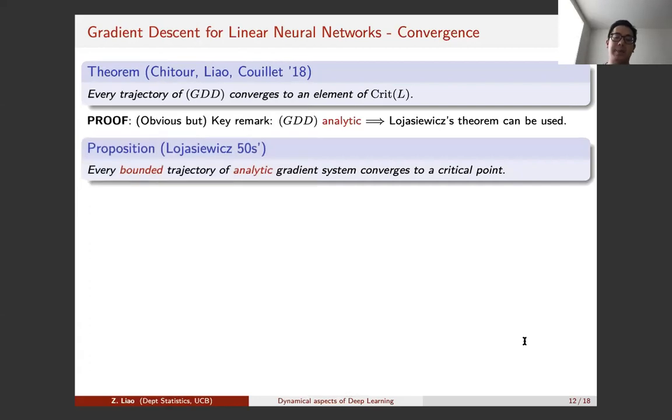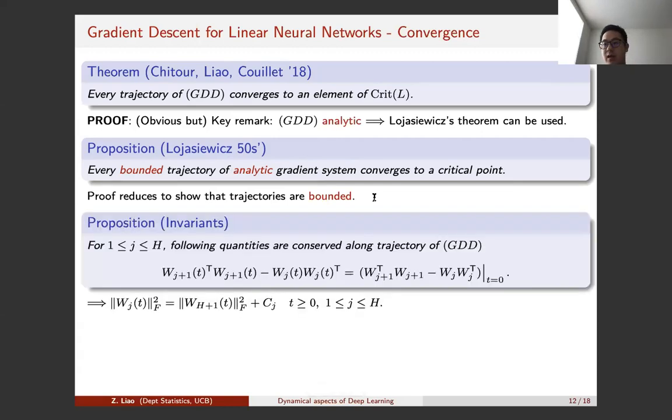So the proof follows the key remark that the loss function is an analytic problem. So it's in fact a polynomial. So this dynamic is an analytic problem. So we can use the Łojasiewicz theorem, recalled as follows, which basically says that every bounded trajectory of an analytic gradient system converges to a critical point. So we are playing with the analytic gradient system. So the only thing to do is to show the boundedness of all the trajectories. So in fact, as t goes large, no trajectory is going to infinity, for example.